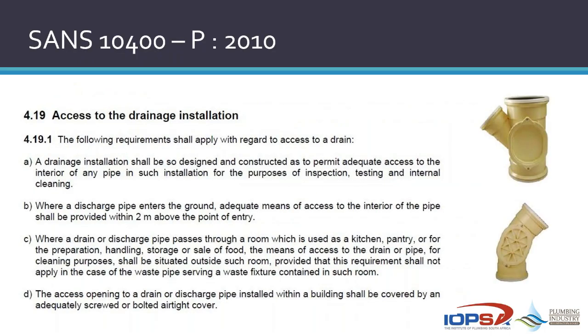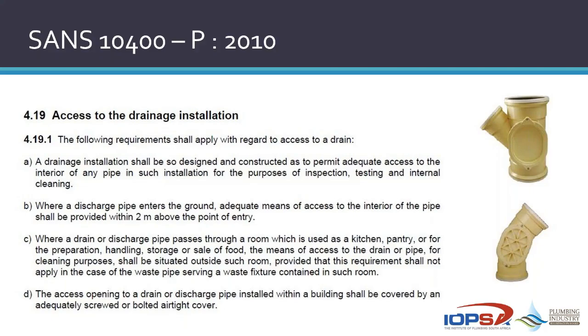Then we look at SANS 10400 Part P, which is the extract or the portion of the National Building Regulations that the BCO uses to assess your drainage. And it is very clear. The following requirements shall apply with regards to access to a drain. A drainage installation shall be so designed and constructed as to permit adequate, take note, adequate access to the interior of a pipe in such installation for the purposes of inspection, testing, and internal cleaning.